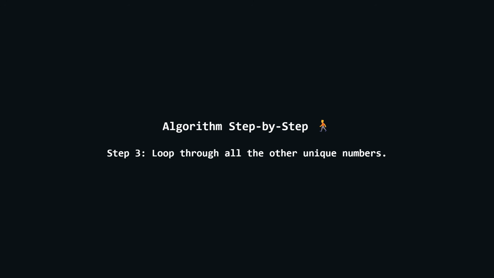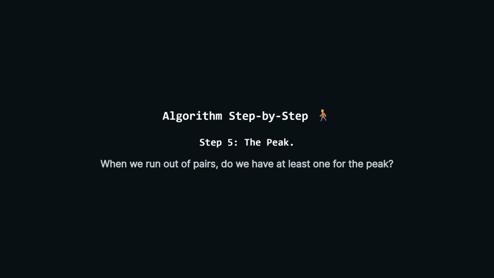Third, we loop through every other unique number in our dictionary. We will treat each of these as the potential base of a new mountain. For whatever number we are testing, we check our map. Do we have at least 2 of these? If yes, great. We add 2 to our current mountain length, square the number, and repeat the check with the new squared number. We keep squaring until we no longer have a pair. At that point, the number we are currently on has to be the peak. We just check if we have at least one of this number left in our map. If we do, we add 1 to our length for the peak.